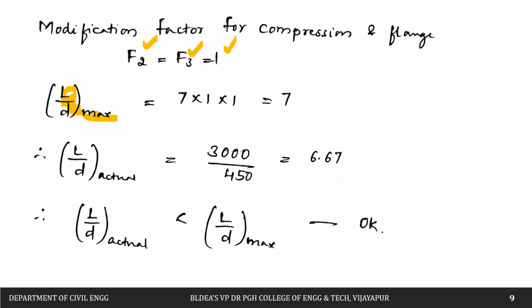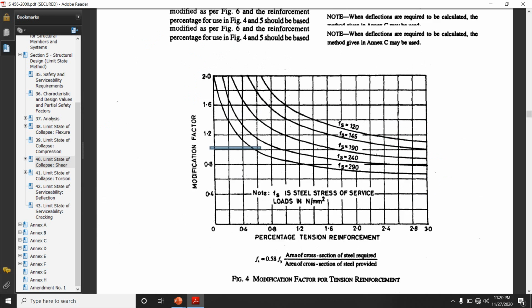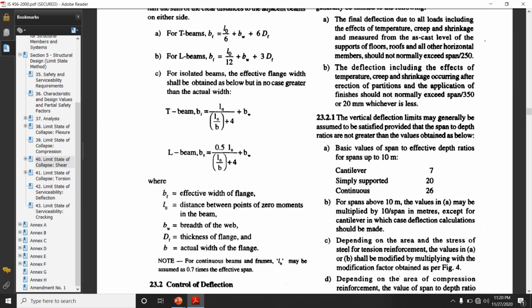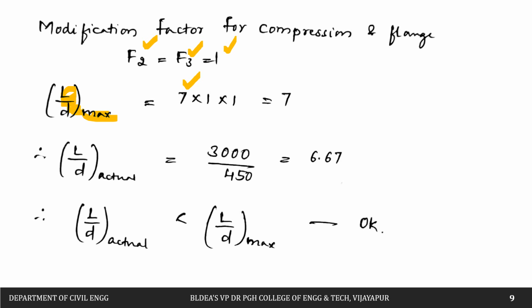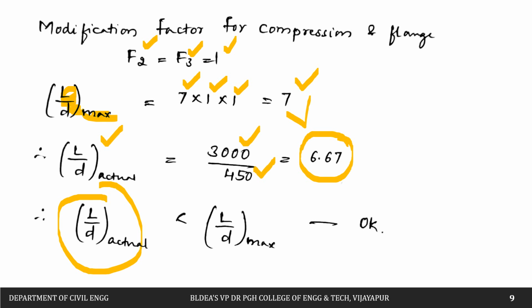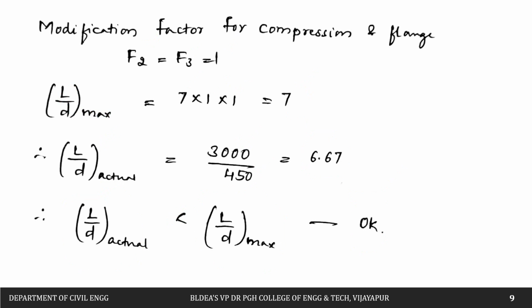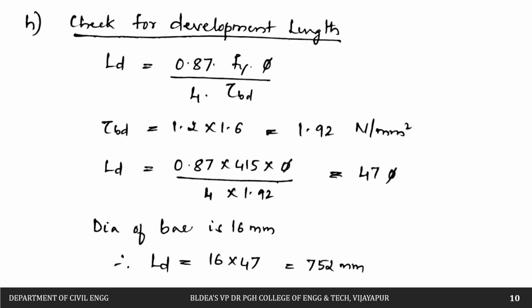Therefore L by D maximum is equal to L by D basic. For a cantilever beam it is 7. Already we have seen this also. Here you can see the basic span to effective depth ratio for cantilever is 7. So 7 multiplied by F1, F2, F3, that is 1, so this value will be equal to 7. The next, L by D actual what we have provided, that is 3000 divided by 450, it is 6.67, which is less than this 7. Therefore L by D actual is less than L by D maximum. So our section is safe in deflection, as well as safe in shear also.